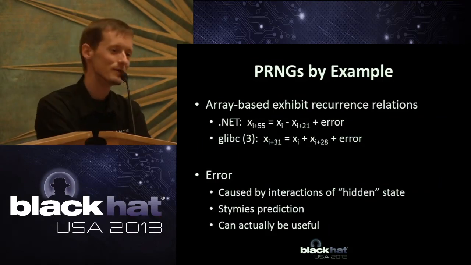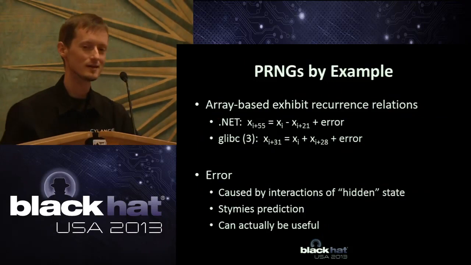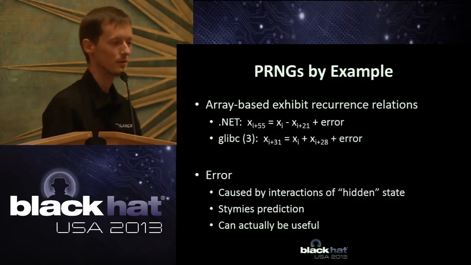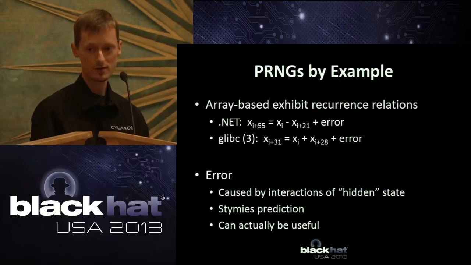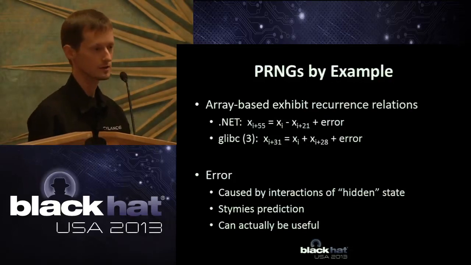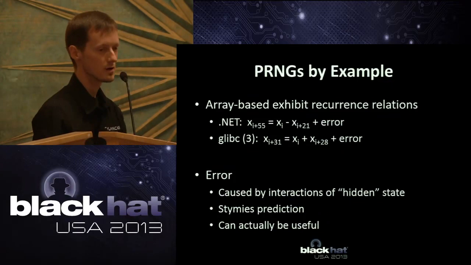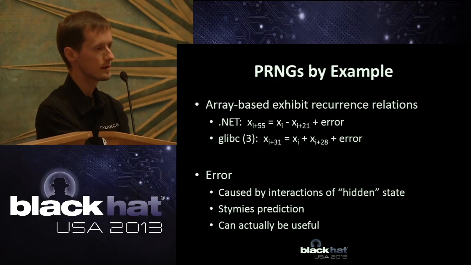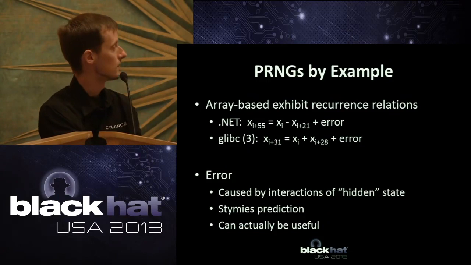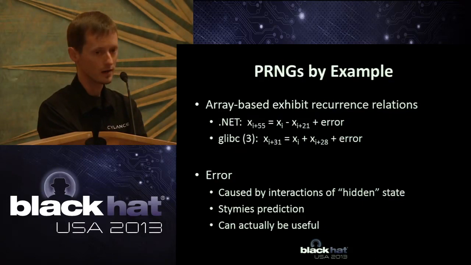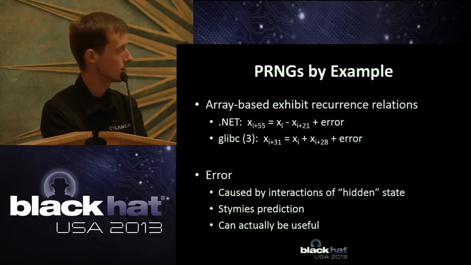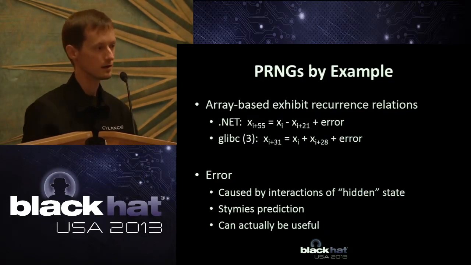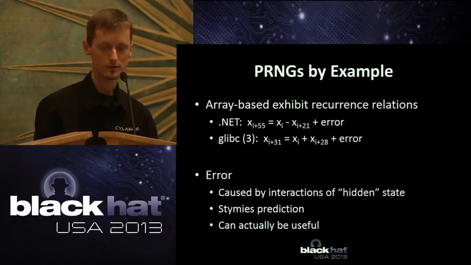A really cool feature of these array-based PRNGs is that they can exhibit recurrence relations. You can succinctly express the PRNG mathematically as a recurrence relation, but this manifests when you start getting long strings of consecutive outputs. Like say the .NET case, say you get like 60 outputs, more than the size of the array. You'll start to see that if you take the ith element of your output and subtract the i plus 21st element, you'll get the i plus 55th element. And any triplet you have like that, you'll get.